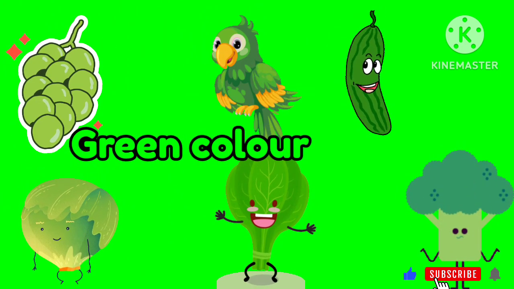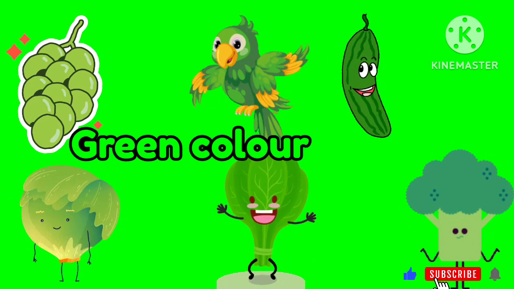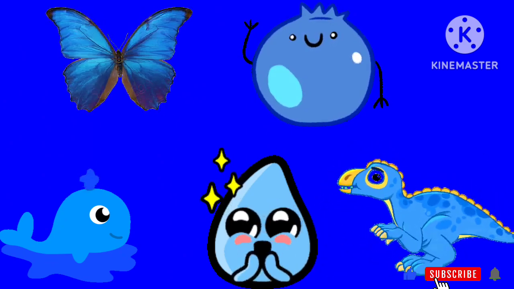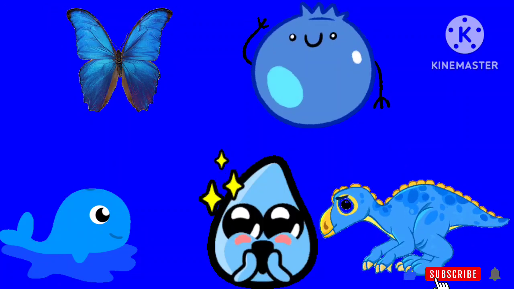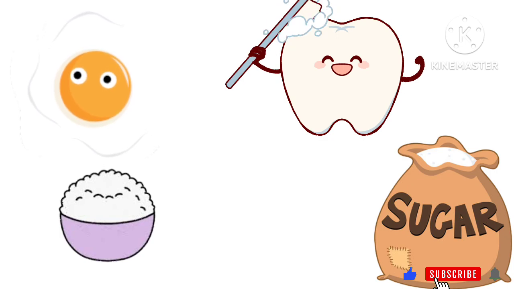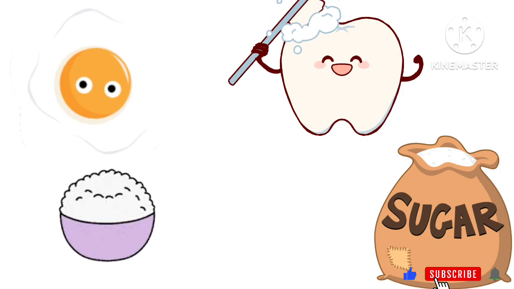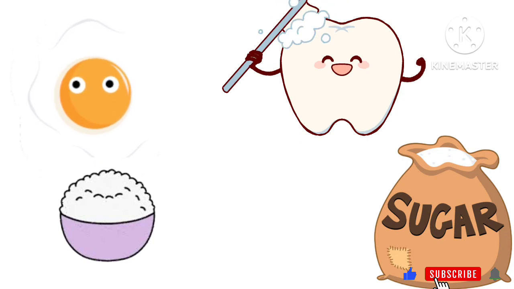Crabs, parrot, cucumber, cabbage, spinach, broccoli, butterfly, blueberries, water, and dino. These are blue in color. Olives and coffee beans. These are black in color. Egg, teeth, rice, sugar. These are white in color.